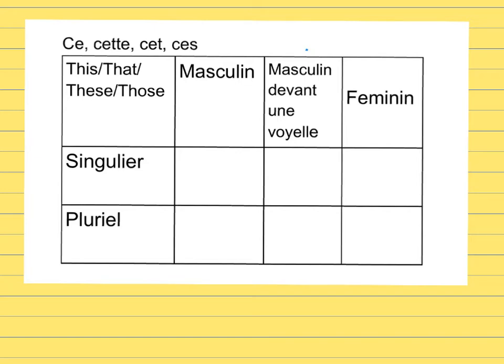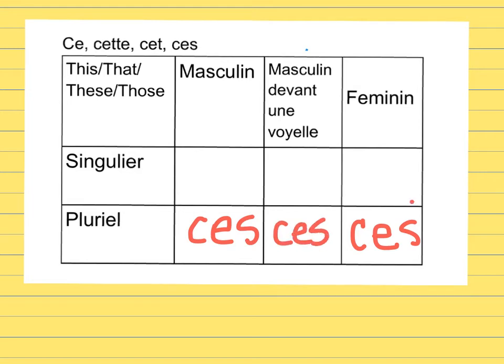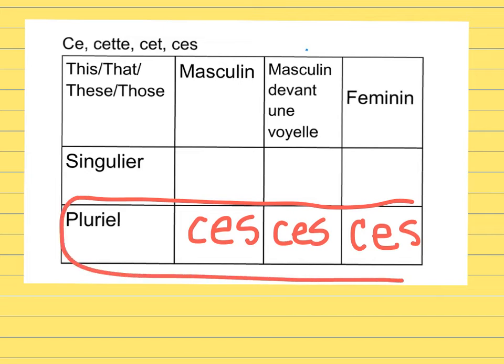Now, if it's plural, it should have what on the end of it? Hopefully you guessed S. And there is only one that ends in S. So let's go ahead and put that for both of our plurals. Yes, the plural form is the same. And it doesn't matter whether there's a vowel or not. So just remember, for the plural, it is the easiest. It's always ces. For the others, though, let's take a look.